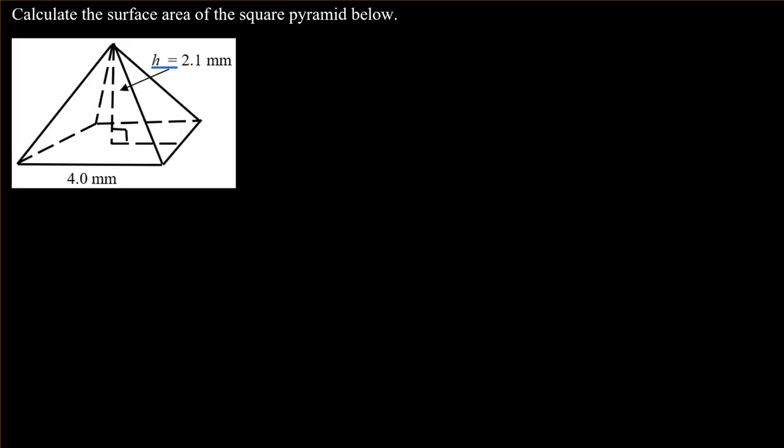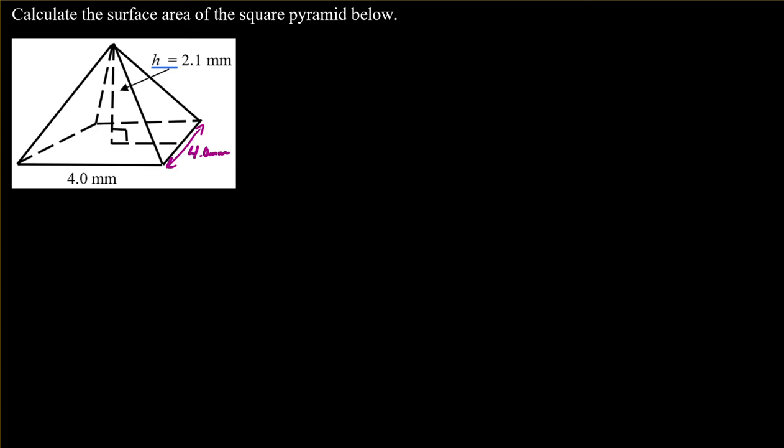Here's a little bit of a curveball for us. It's saying calculate the surface area of the square pyramid below. So it's a square base pyramid. It's 4 millimeters across the bottom here. If it's a square base pyramid, that means it's also 4 millimeters across there.